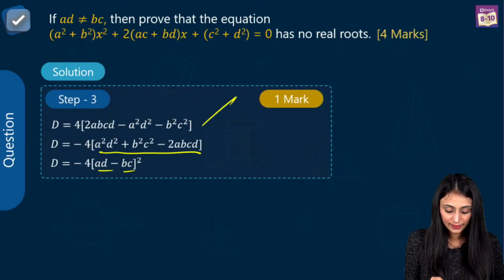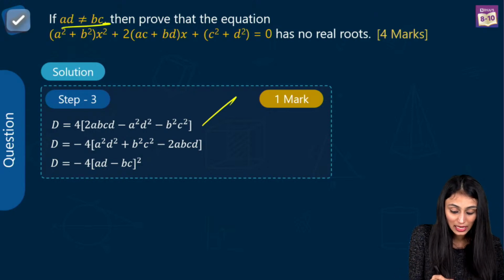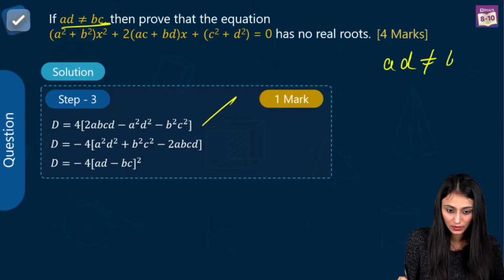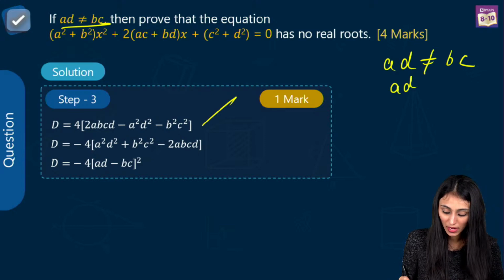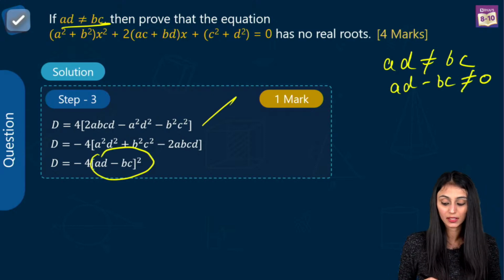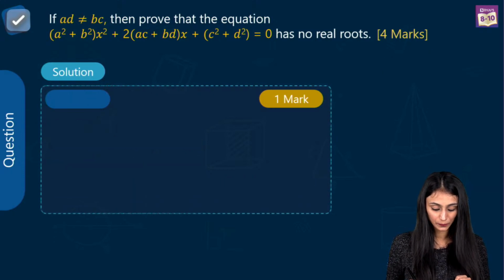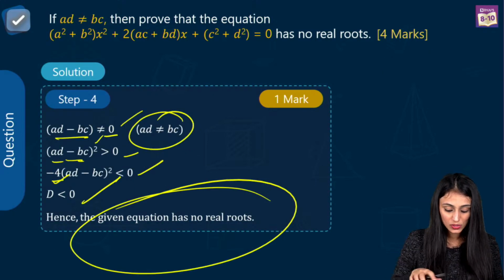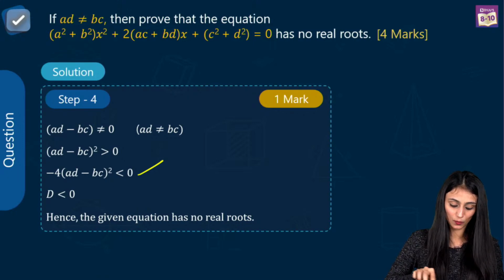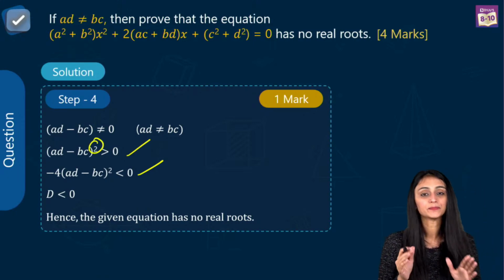So what do I get at the end? Minus 4 AD minus BC whole square. Please see this thing. AD is not equal to BC. Yes. So AD minus BC will also be not equal to 0. Now the question is saying it is a squared term, right? So if it is a squared term, definitely AD minus BC is not equal to 0. Take a look here. It is not equal to 0. It will always be greater than 0. Now you know the reason why it will be greater than 0. Because it is a squared term. Yes?